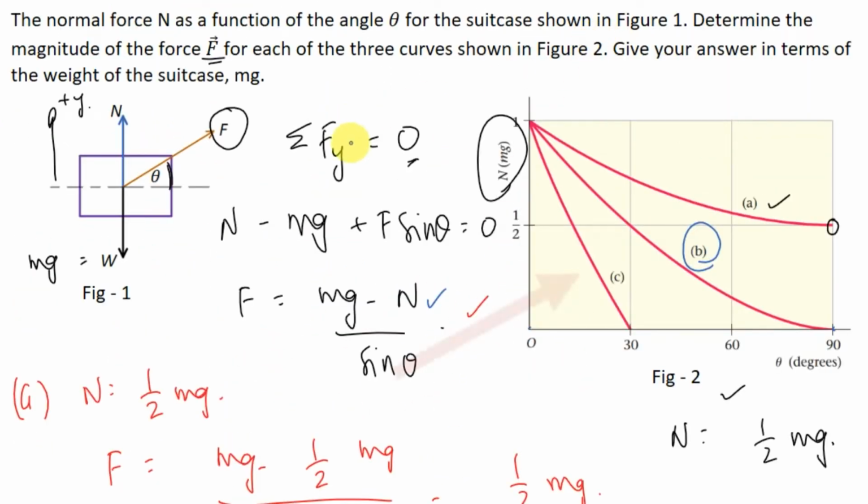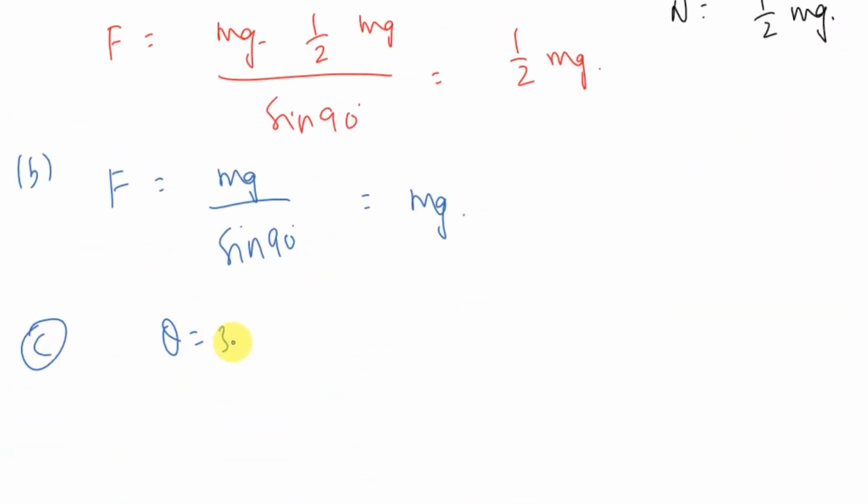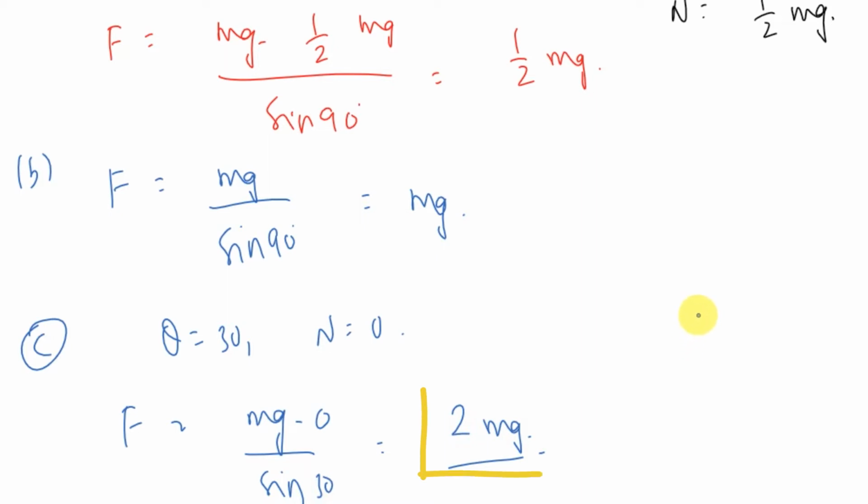Now for the third case, the C part. When theta becomes 30 degrees, N is 0. We can put it here. When theta is 30, N is 0. So F will be equal to (mg minus 0) over sine 30, and that is equal to 2 times mg. So this is the force for the third case.